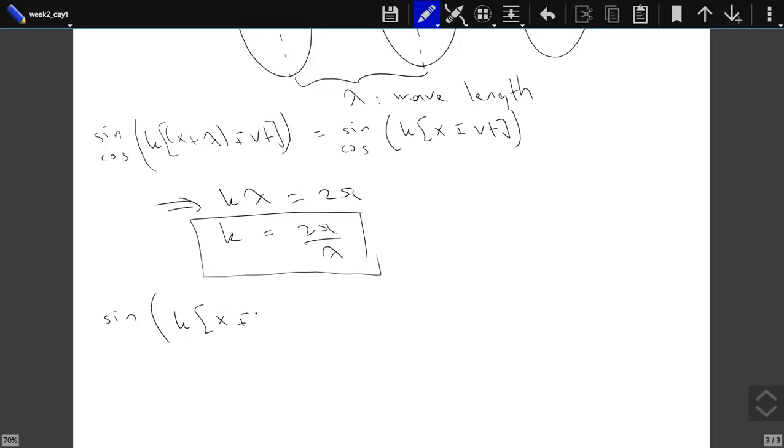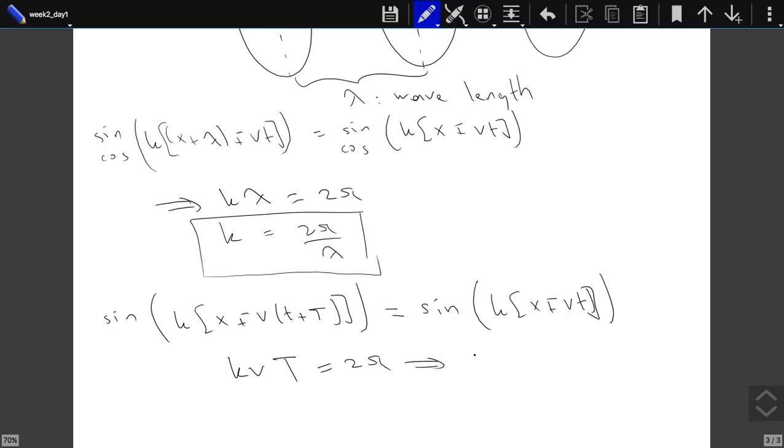K of x plus or minus v times (t plus capital T). This is how the wave will look after a time capital T, starting from the time small t. This should be equal to sine of k(x plus or minus vt). Again, the smallest time capital T satisfying this condition should satisfy kv times T equal to 2 pi, or T is equal to 2 pi over k times v. So after this much time, the wave starts to repeat itself.